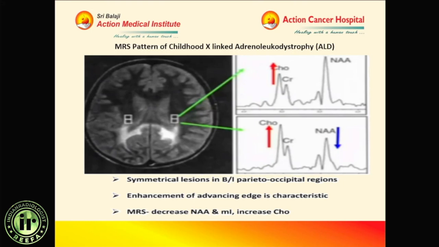Now, MRS pattern of childhood X-linked ALD. Now, there are symmetrical lesions in bilateral parieto-occipital regions. Enhancement of the advancing edge is characteristic. And what do we get? Decreased NAA and MI and increased choline.